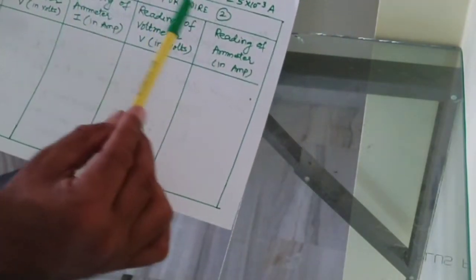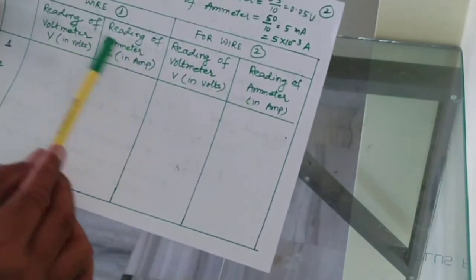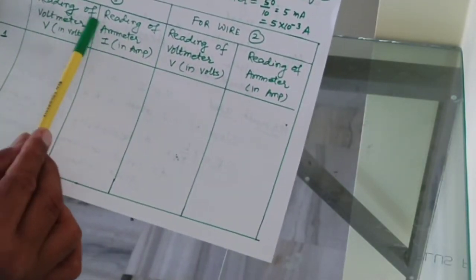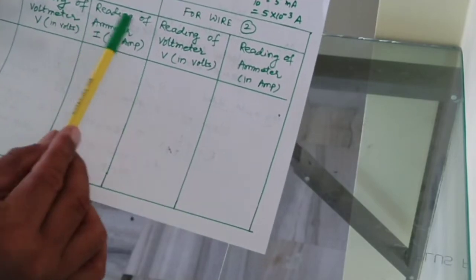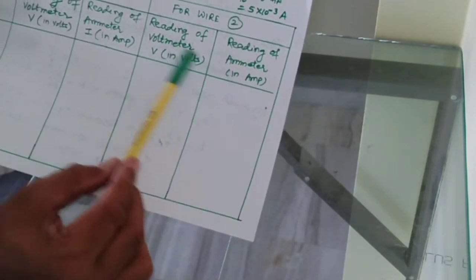First column is for serial number. Then I made two major columns, for wire 1 and for wire 2. In wire 1 there are two sub columns: one is reading of voltmeter, V in volt, and the other is reading of ammeter, I in ampere. Alright, and similarly in the second one.